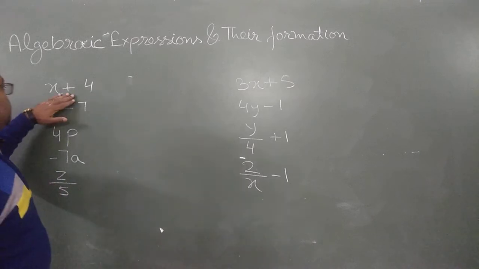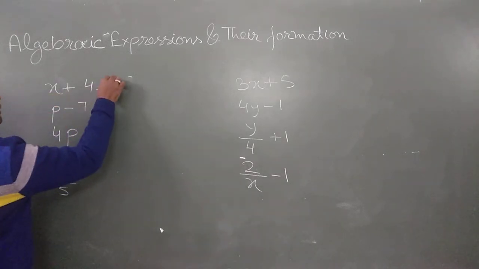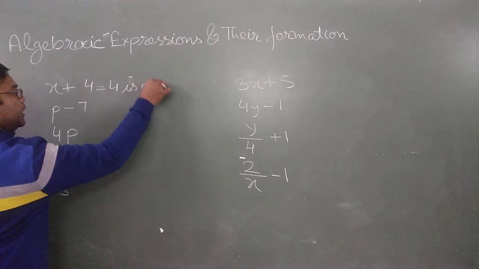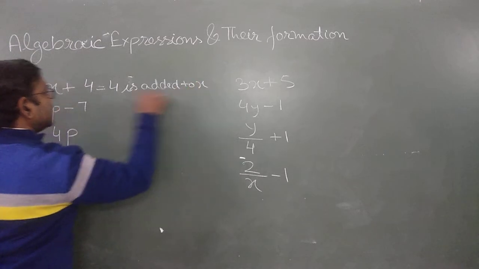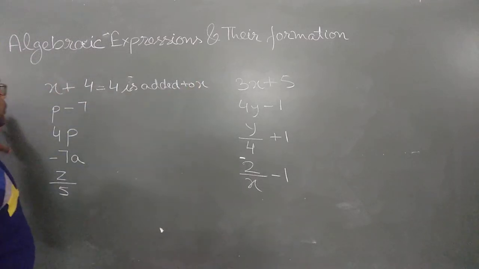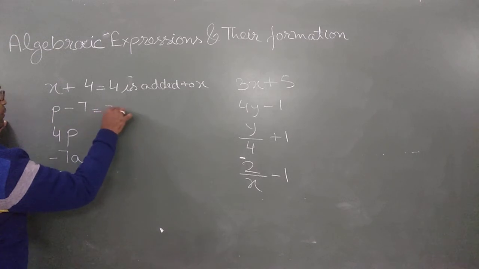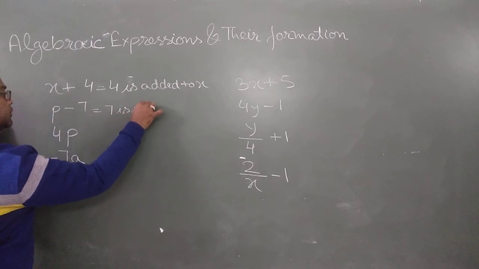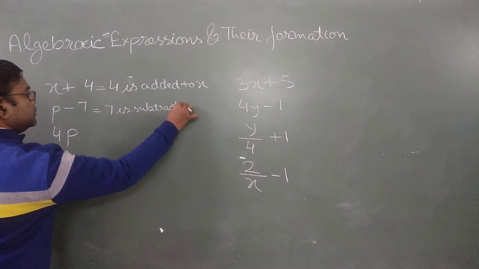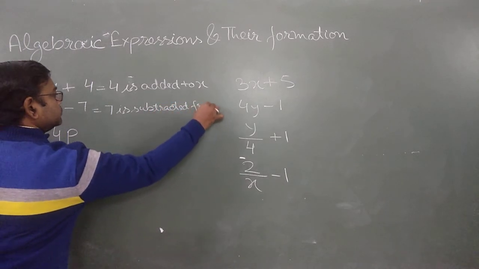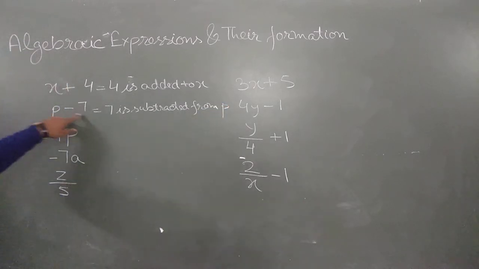In this case, it is x plus 4. x plus 4 means what? 4 is added to x. I am writing over here: 4 is added to x, or x is added to 4. Whatever you wish, you can write down. But be careful about the minus sign. 7 is subtracted from p. Language must be clear. 7 is subtracted from p.